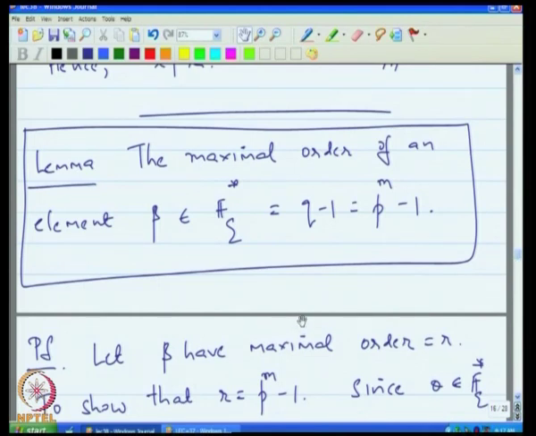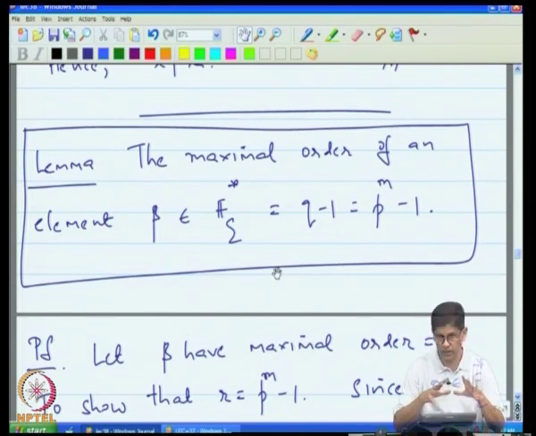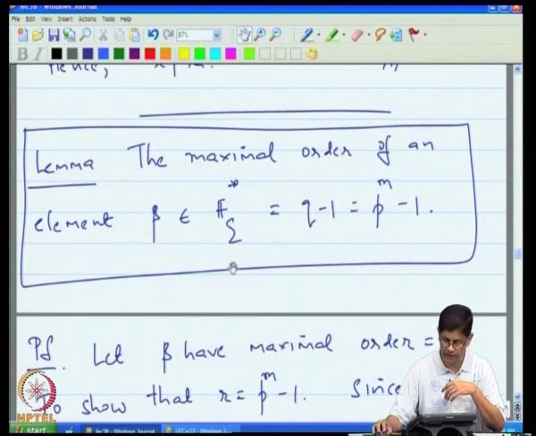Now, we come to another lemma. Earlier you were talking about the maximal order of an element and you called it R. Well, the truth is that if the finite field contains q elements, then I can tell you what that maximal order is. That maximal order is precisely 1 less than the size of the field. So, in other words, the maximal order here is q minus 1, which is p to the m minus 1. And that is in agreement.